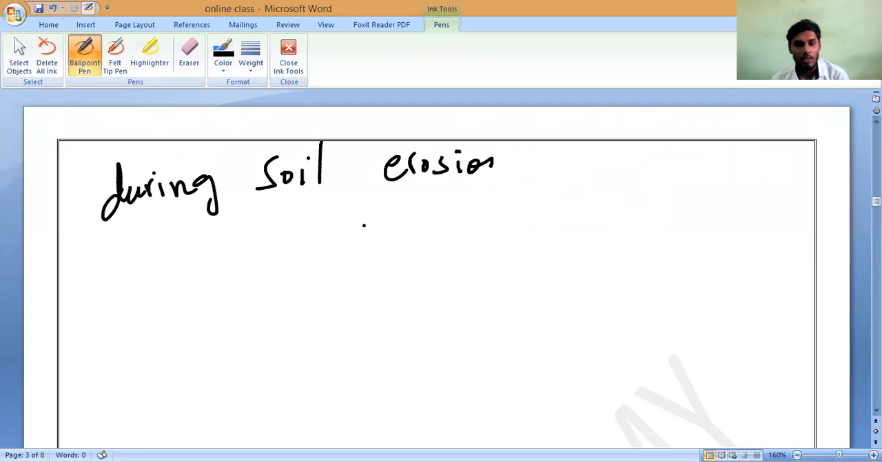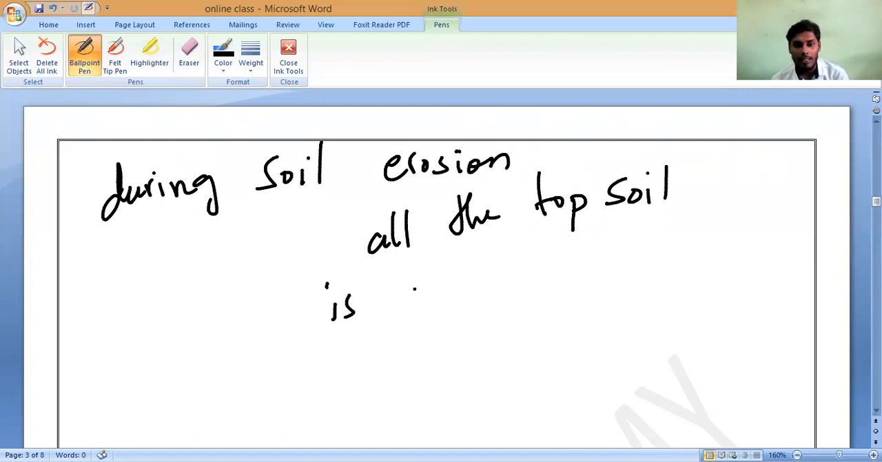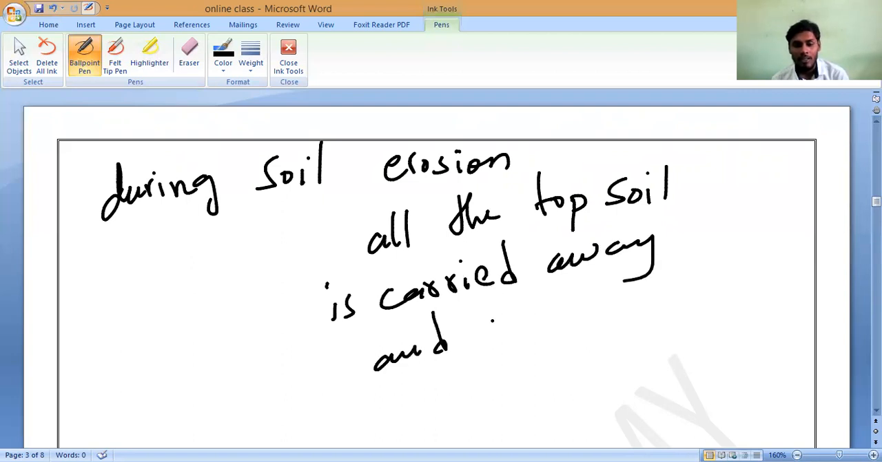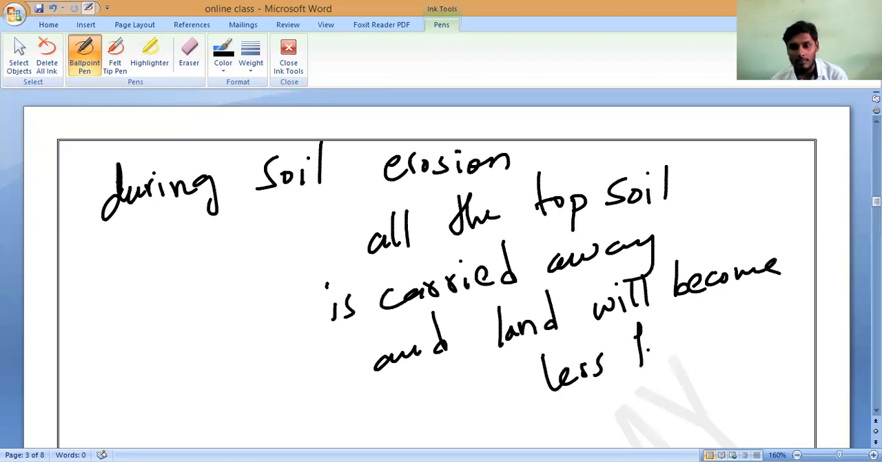During soil erosion, all the topsoil is carried away, and the land will become less fertile. Less fertile. Understand, Chaitanya? Johan? That is what we should remember.